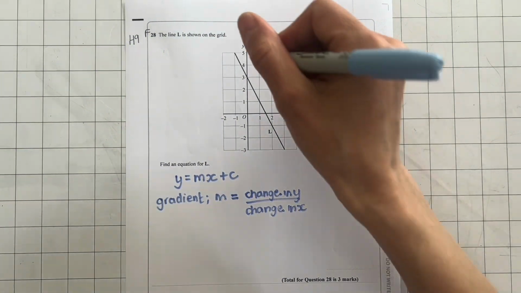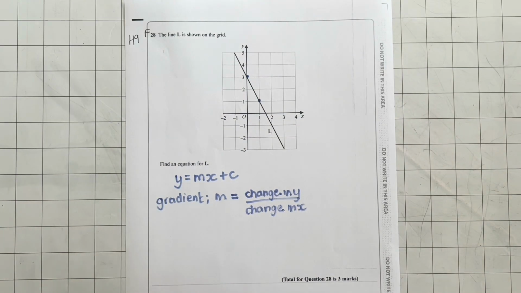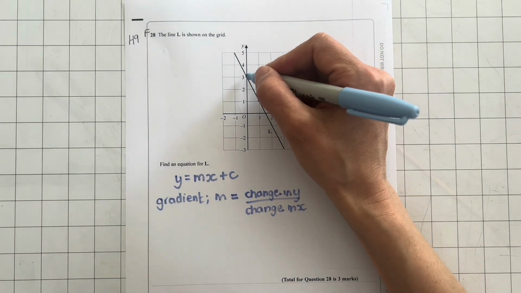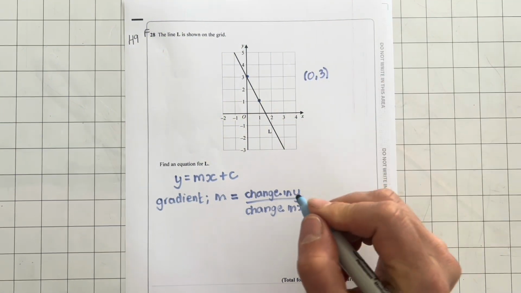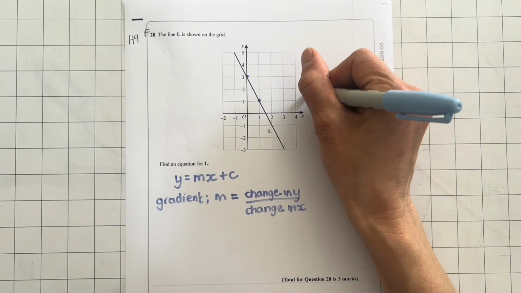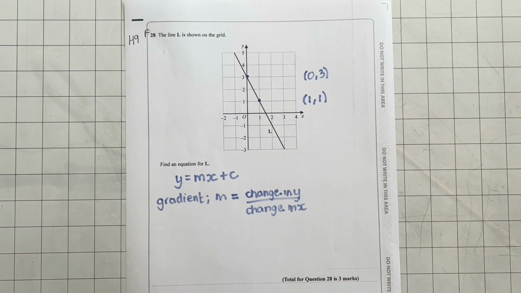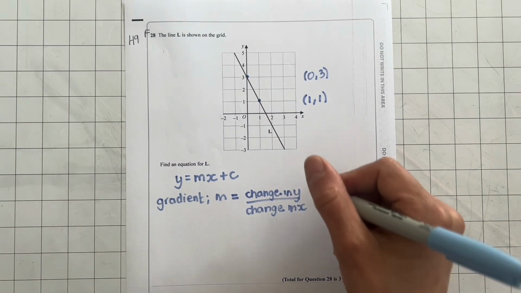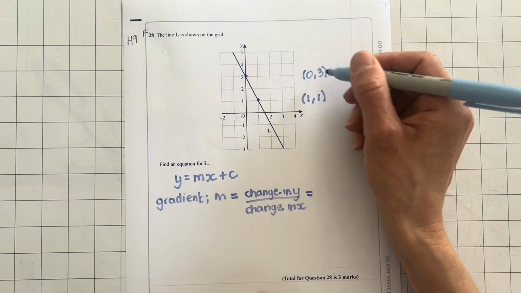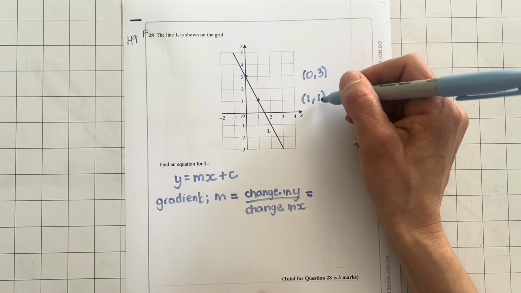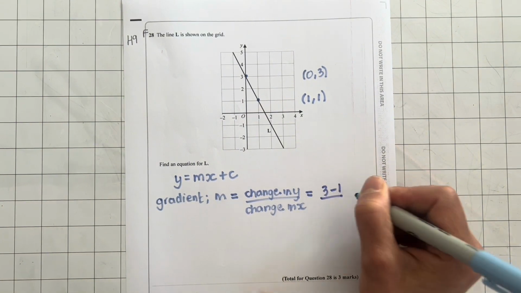And we do this by looking at 2 points that sit on the line. So this first point has coordinates 0, 3, and the second has coordinates 1, 1. To find the change in y, we look at the y coordinates and we've got 3 and 1, so the change in y is 3, take away 1.